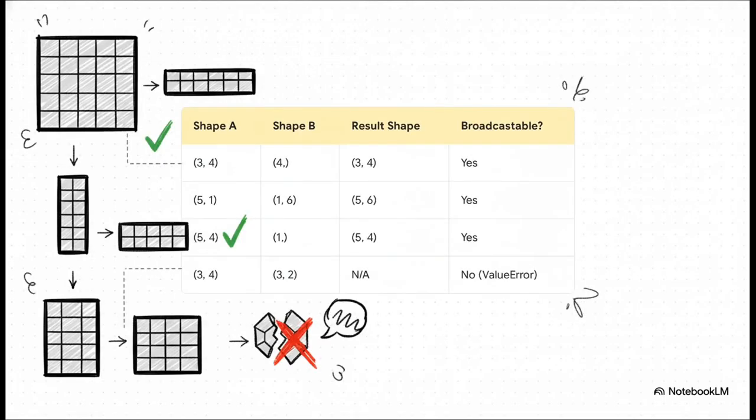A 3x4 array and an array with 4 elements? Yep, that works. A 5x1 and a 1x6? They'll broadcast together to make a 5x6 result. But look at that last one, a 3x4 and a 3x2. That's a no-go. Why? Because you start from the right and 4 doesn't equal 2, and neither one is 1, so NumPy throws an error.